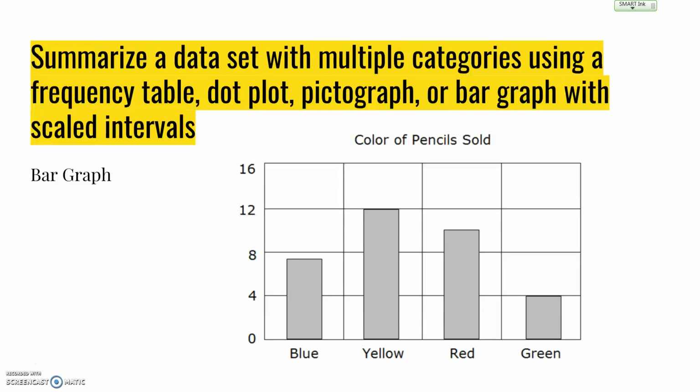For instance, on blue, that bar is not quite to 8, but it's very close. So if I had to estimate, I would say that there were 7 blue pencils sold. And on the bar for red, it's about halfway. So about halfway between 8 and 12 would be 10. So they have to start thinking about how they can estimate when the bar is not all the way up to the next interval.